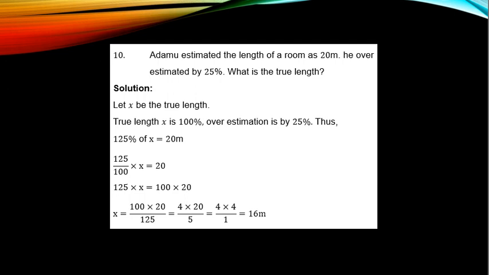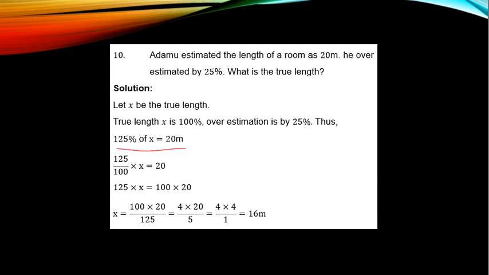So the estimated length is 20. You know the whole estimation is 100%. So if he overestimated by 25, that means everything becomes 125%. So 125% of the true length, that is S, is equal to the length of the room as estimated, 20 meters. That is what you have here.